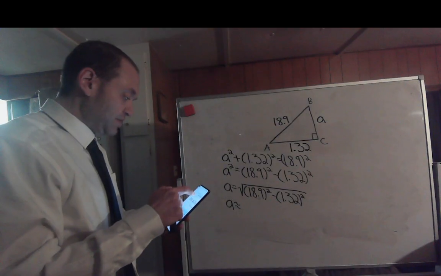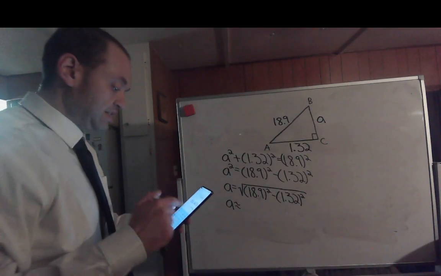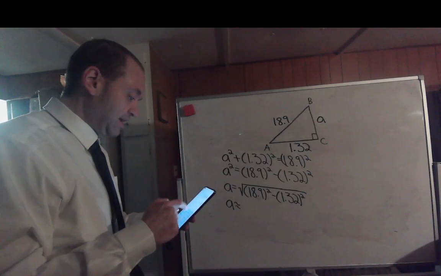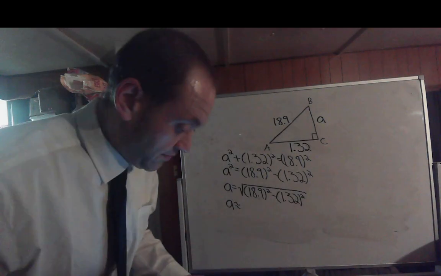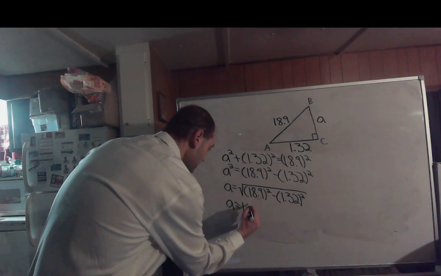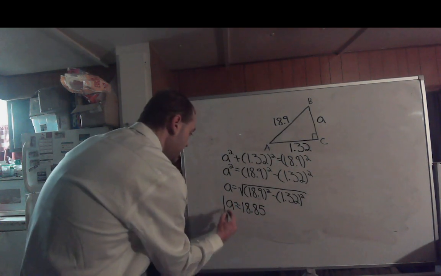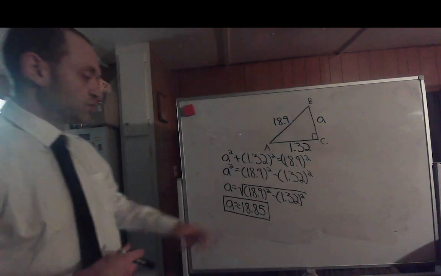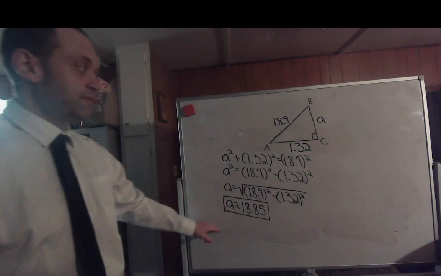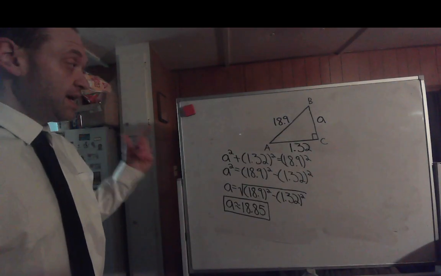And then I get about 355.4676, and now if I take the square root of that answer, I get a side length of approximately 18.85 units. So side A has a side measure of approximately 18.85 units. So now we know side A.